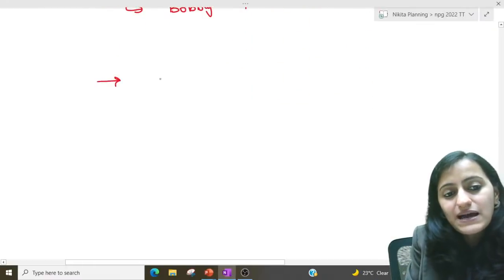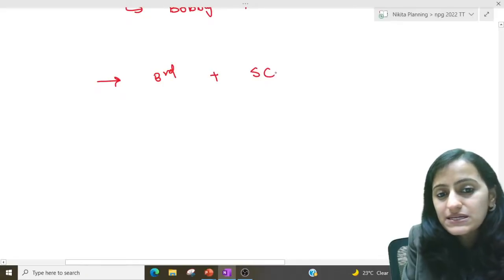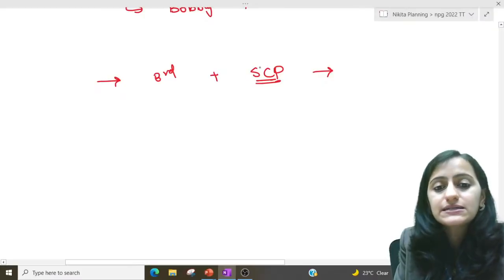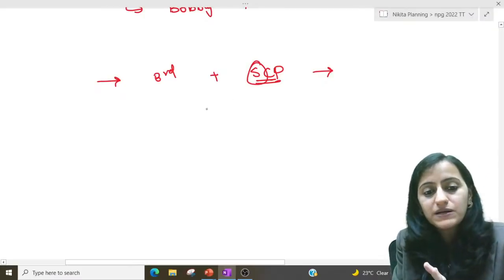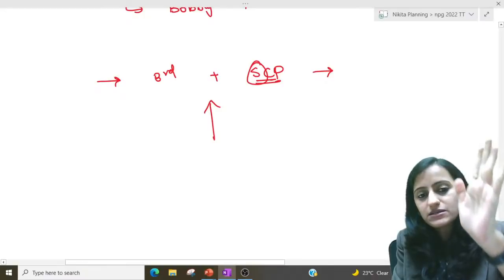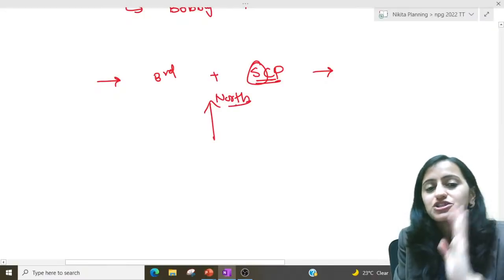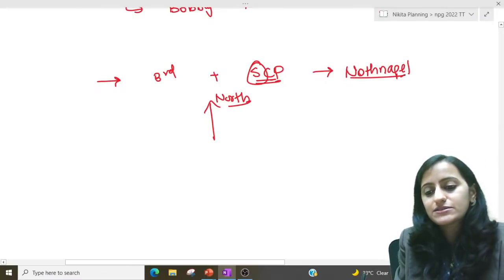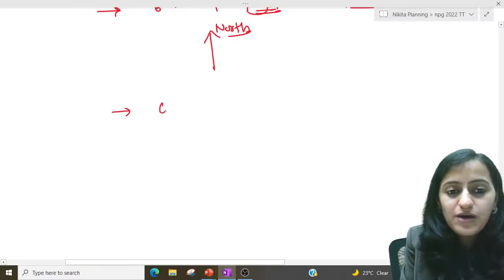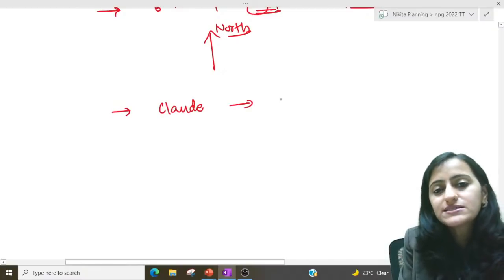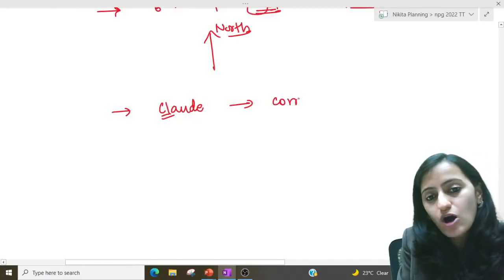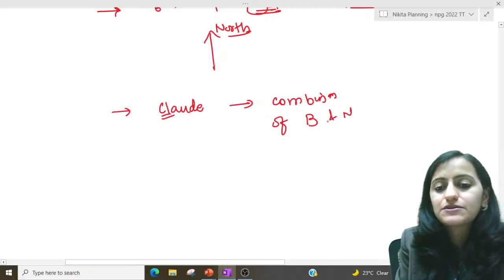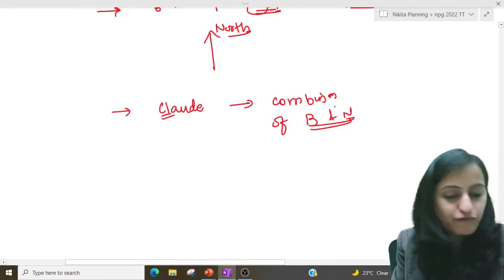Which brainstem syndrome has third nerve along with superior cerebellar peduncle? Remember superior means upper, the direction upward, that is north. So that is Nothnagel syndrome. And then you have finally in the midbrain the Claude's syndrome. Remember Claude's is a combination of two, Benedict's and Nothnagel's. So B and C is what forms Claude's.